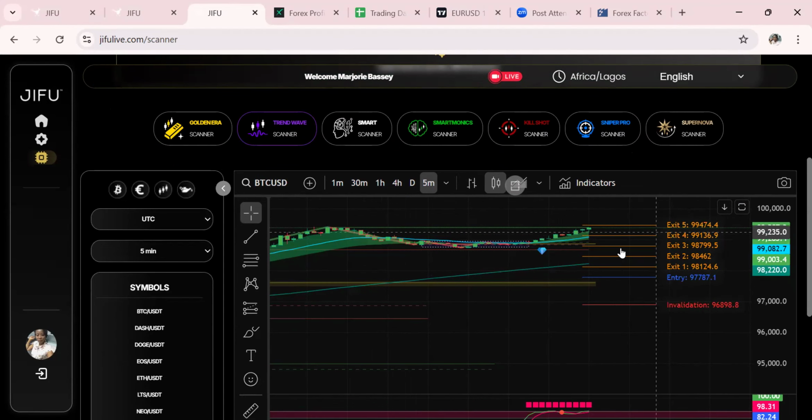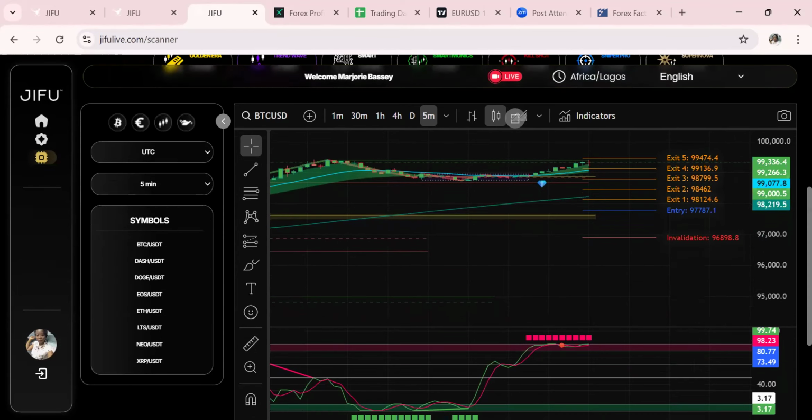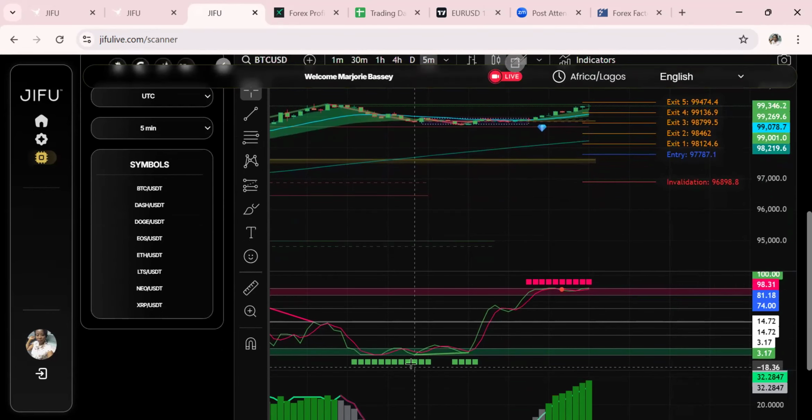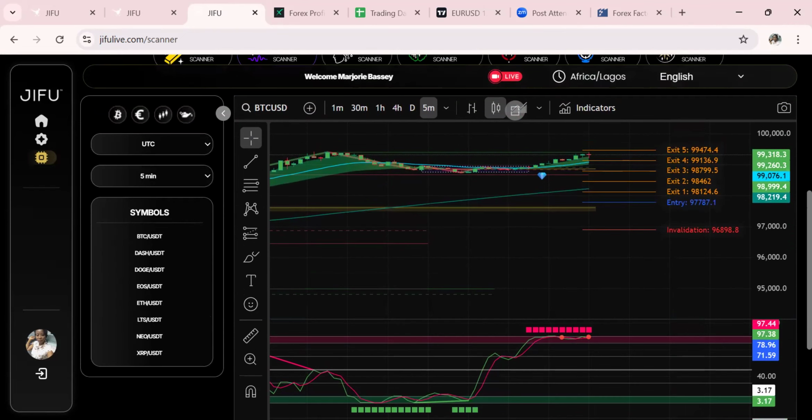So BTC, this trade idea is almost gone. We'll have to wait for another trade idea. And on the RSI, BTC is supposed to be selling. It's supposed to do a bit of a pullback and sell because it's in buying. So it's currently overbought.